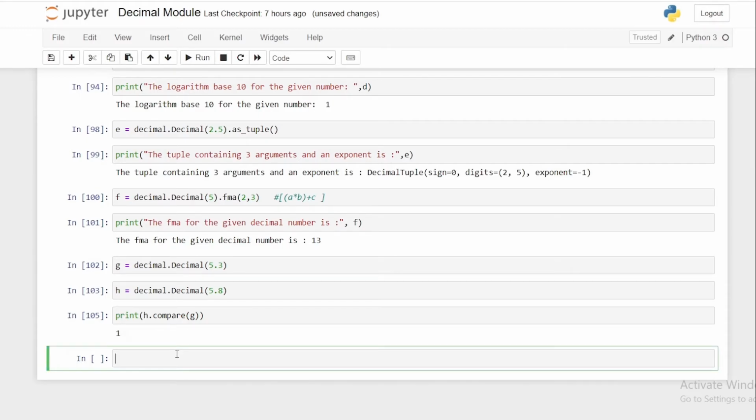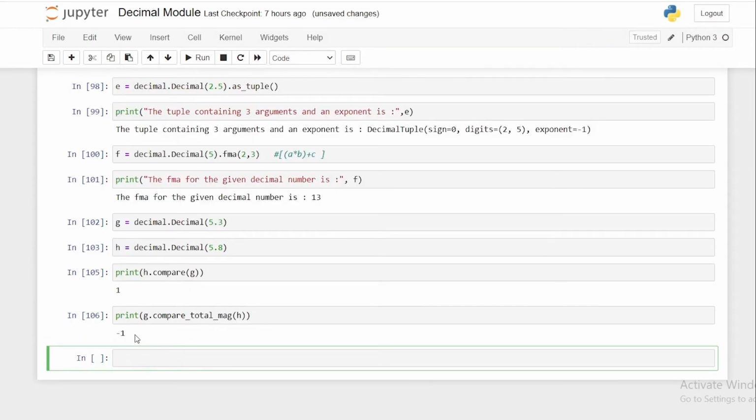The next is compare total magnitude. It's going to compare the total magnitude of the decimal number. It returns 1 if the first argument is greater than the second. It just compares the total magnitude. So we have g dot compare total magnitude of h. Here in this case it is -1. It's almost the same as compare, just that it takes the total magnitude of the given.